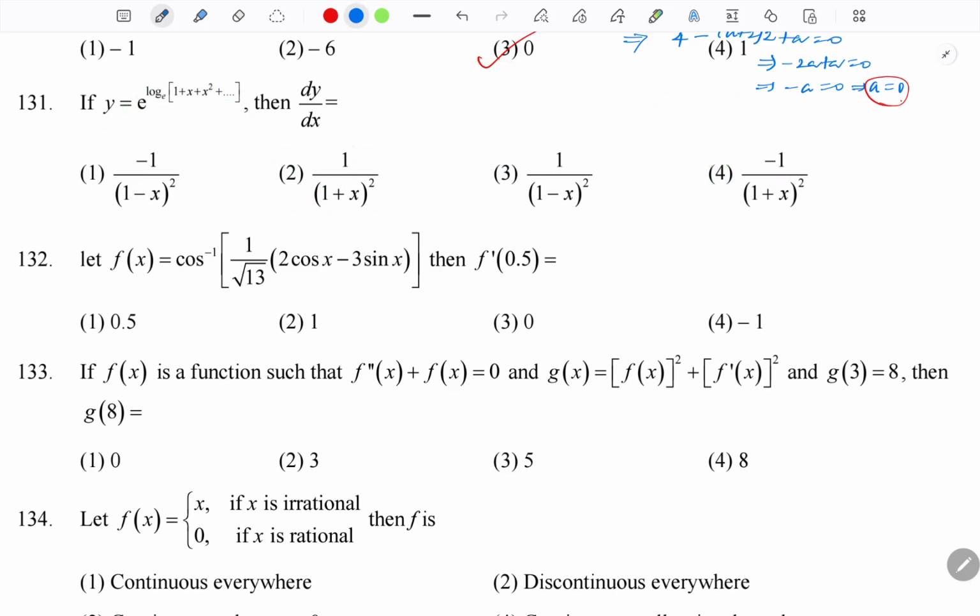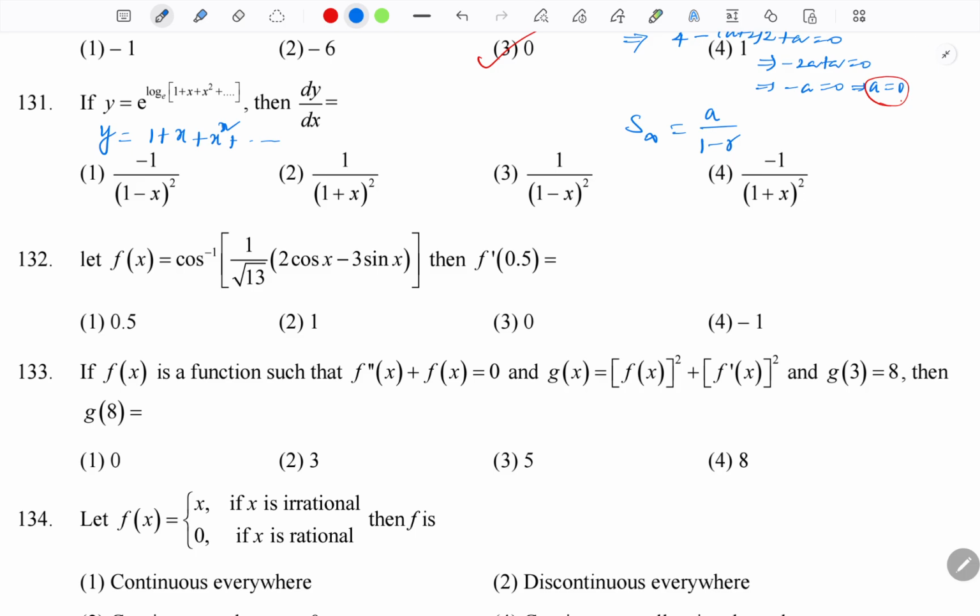Now write the things. dy by dx, right? First I will simplify the y. e power log e, the answer is 1. Then the remaining is 1 plus x square plus and so on. Then it's clearly a GP series. And what is that formula? I'm finding first of all here S infinite. What is the S infinite formula? a by 1 minus r in this one.